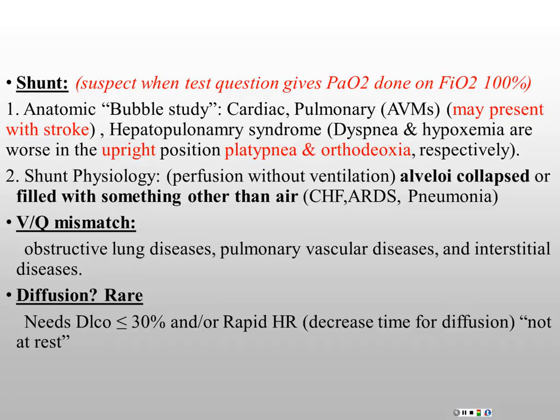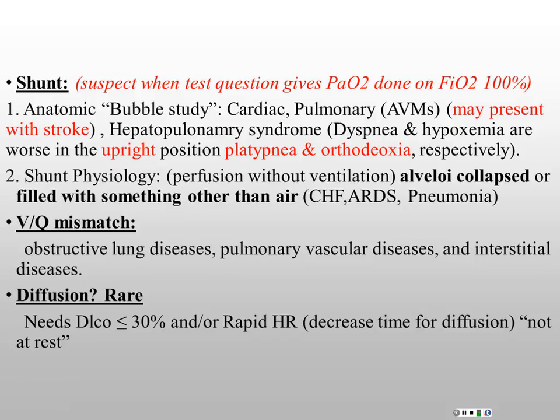VQ mismatch: different pathologies can cause VQ mismatch, interstitial lung disease, pulmonary vascular disease, obstructive lung disease. Very rarely do you have diffusion as a cause of increased AA gradient, because it has to be very low, below 30%, and rapid heart rate, so you don't have enough time for diffusion. So the main causes that will increase your AA gradient will be shunt and VQ mismatch.